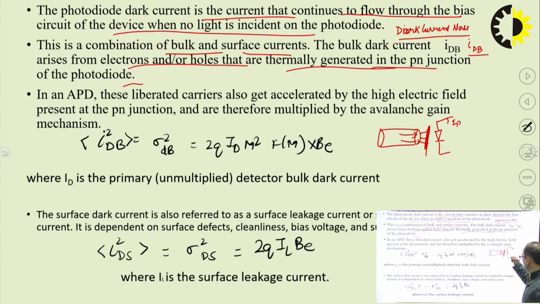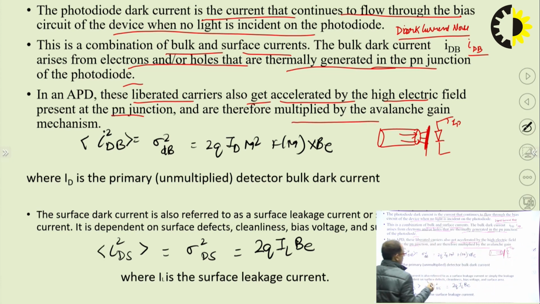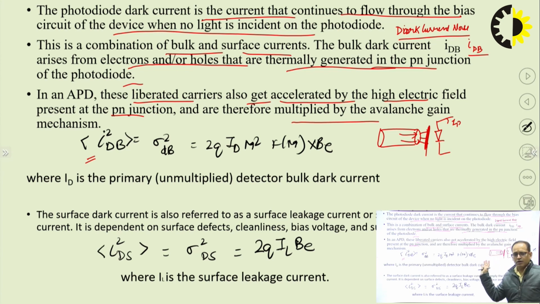Clear? Now, after hitting by the optical photons, when photons do not strike the PIN photodiode or the APD, those electrons still have some energy and move across the bias resistor. So this provides the current. In the APD, these liberated carriers also get accelerated by the high electric field present in the PN junction, and are therefore multiplied by the avalanche gain. Clear? So this dark current noise is more in the case of APD, because in the APD the electric field is there, and this electric field does not go down even when photons do not hit the APD. Clear?